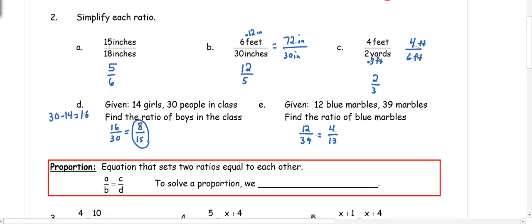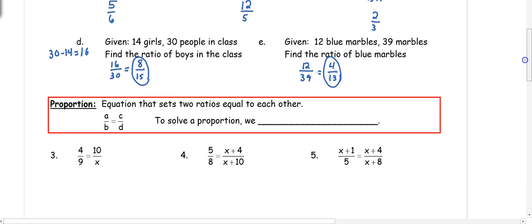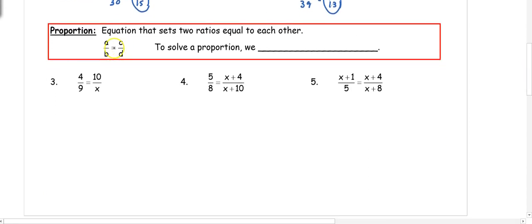So when we put ratios equal to each other, we get a proportion. So when we are trying to solve a proportion, we're going to use cross multiplication. So when we do cross multiplication, the number from the top of one fraction multiplies with the variable or number on the bottom of the other fraction. So in this case, we would have A times D is equal to B times C.